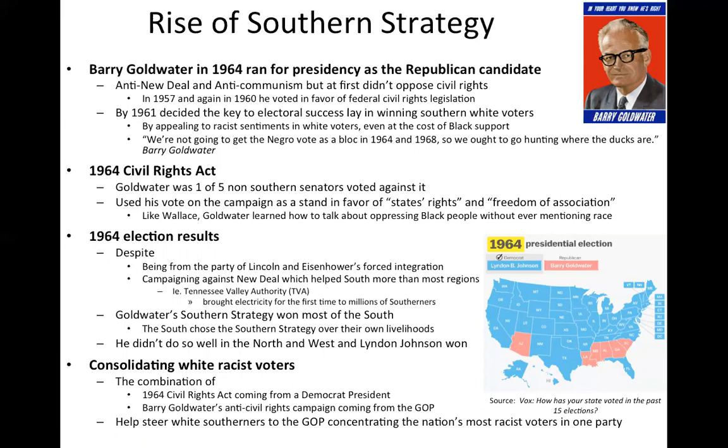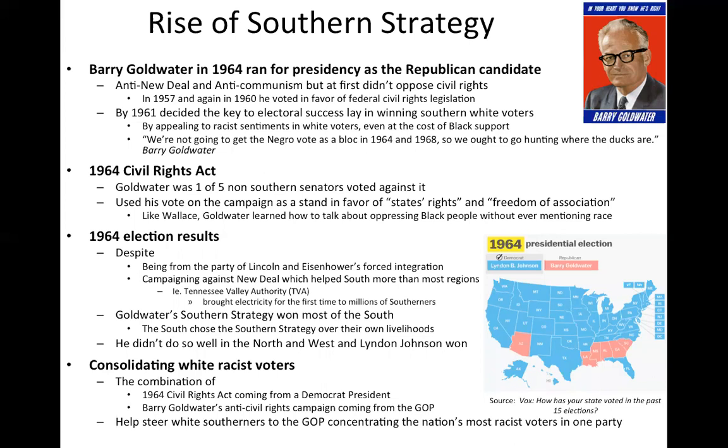And at the same time, the South is still very bitter from the Civil War. So I mean, they've never voted for Republicans since the Civil War. They're very anti-Republican. But what Barry Goldwater does is he realizes early that he's not going to win too many Black voters, because he voted against the 1964 Civil Rights Bill.